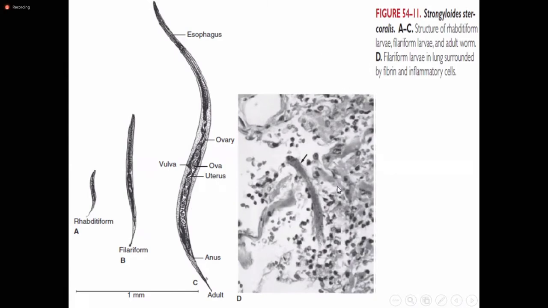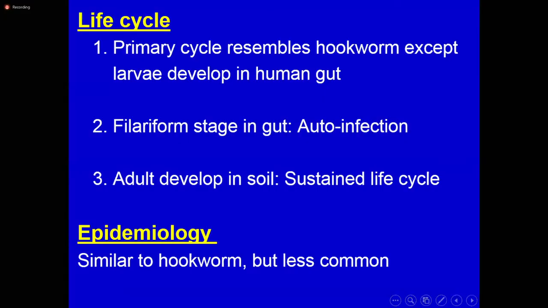Now, when the larvae go to the lungs, they will be surrounded by inflammatory cells. The primary cycle resembles the hookworm, except the larvae develop in the gut. The filariform larvae can cause autoinfection, meaning they penetrate the intestine and repeat the cycle again.